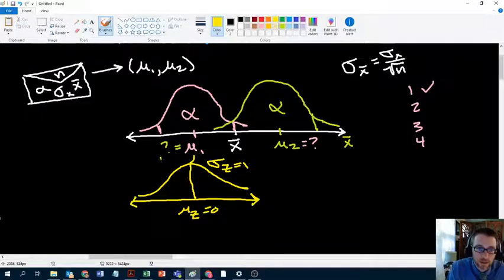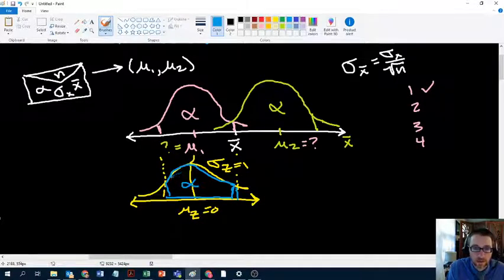Sigma z equals 1. And then if we pull down x bar and this other thing, then this area in the middle should be also alpha. Maybe it's 95%, maybe it's 99%. I don't know. It should be symmetrical. It's just hideously drawn, but this area is definitely going to be alpha. Whatever it is, we'll find out when we open the envelope.